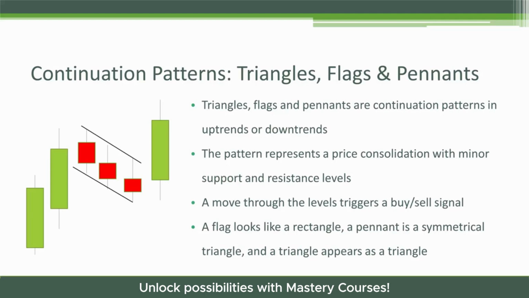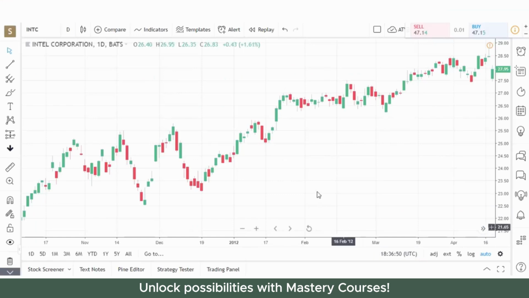A flag, which is represented here on the graph, looks like a rectangle. A pennant looks like a symmetrical triangle, and a triangle looks like a triangle on the chart. And we can have both ascending and descending triangles. So let's take a look at triangles, flags, and pennants on a chart. Let's look at our first pattern, which is a flag pattern in the chart of Intel.